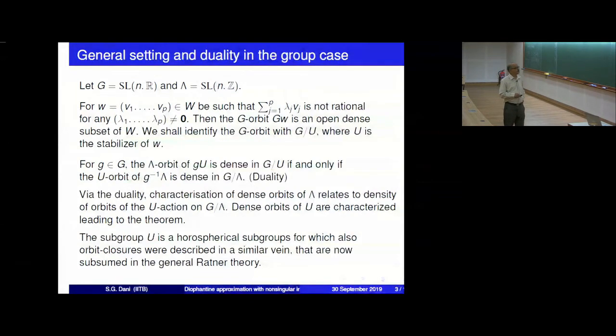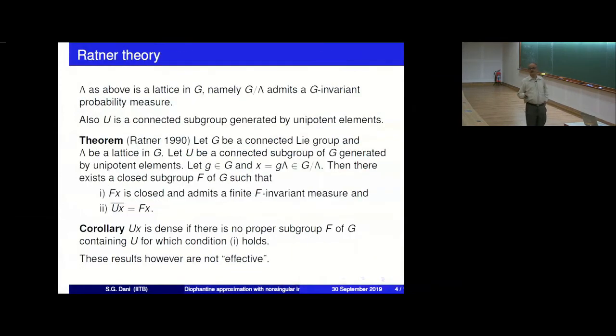More generally, for horospherical subgroups, there is also a study. Some results were proved for orbit closures of these actions, and as most of you would recognize, this is now subsumed by Ratner's theory, which I'll quickly recall for recapitulation.